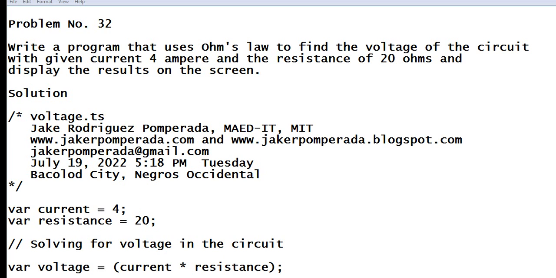Okay, so write a program that uses Ohm's law to find the voltage of the circuit with given current 4 ampere and the resistance of 20 ohms and display the results on the screen.